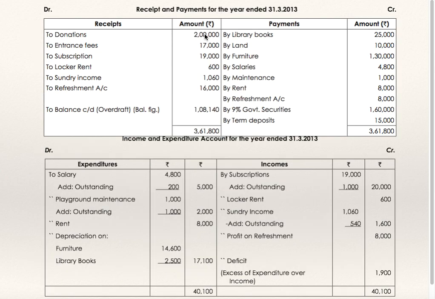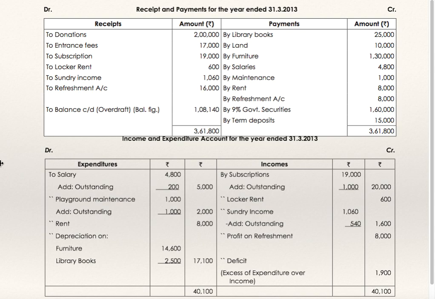Receipt payment account: 2 donations, 2 lakhs. Buy library books, 25,000. Buy 9% government securities, 1,60,000. Buy term deposit, this is the balancing figure, 15,000. From 2 lakh, they have purchased library books worth 25,000 rupees and the remaining 1,60,000 they have invested in government securities, and the balancing figure is used for term deposit. 2 lakhs minus 25,000 minus 1,60,000 is 15,000 for term deposit.